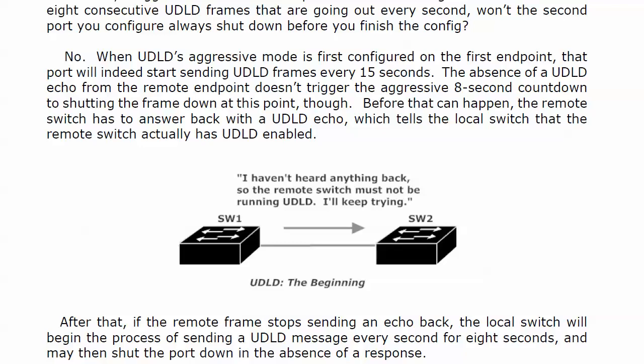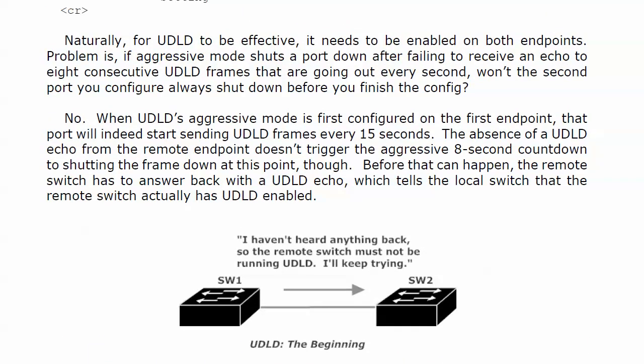So that's really the biggest thing. That's the biggest question I've ever gotten about this. It's like, well, if it's going to go into aggressive mode really fast and I've got 8 seconds, how in the world am I going to finish my config in time? And that's why, because the switch you just configured it on is assuming that other switches are not running UDLD, and it will not change that assumption until it actually hears back from one of those switches.